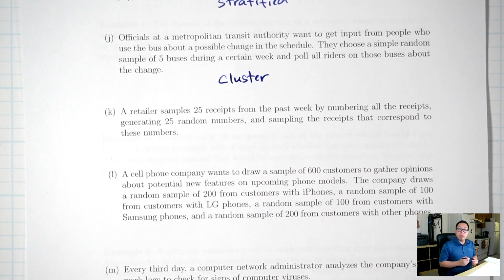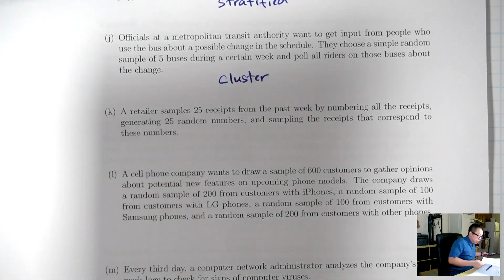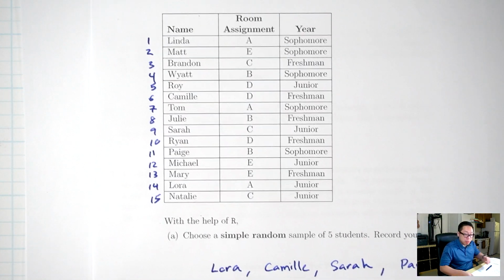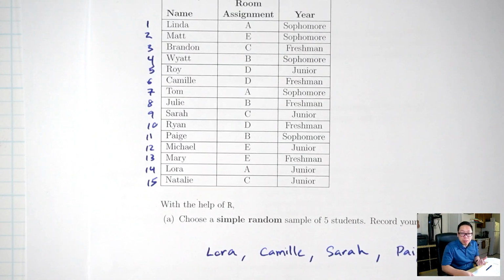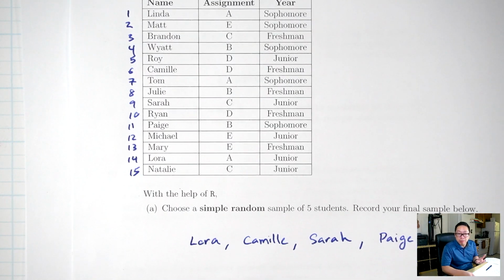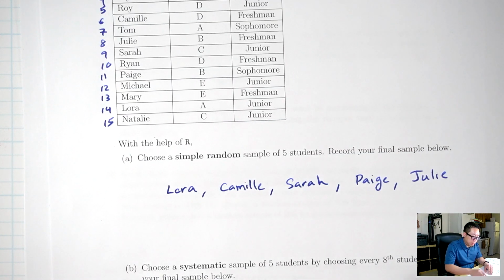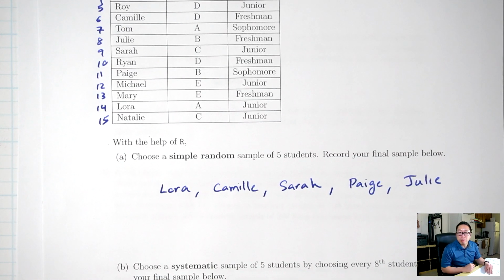Okay, a retailer samples 25 receipts from the past week by numbering all the receipts, generating 25 random numbers, and sampling the receipts that correspond to these numbers. What's described there is exactly what we did here, right? We numbered everybody in the population, and we used a simple random number generator to pick 5 numbers, and that was an example of a simple random sample.